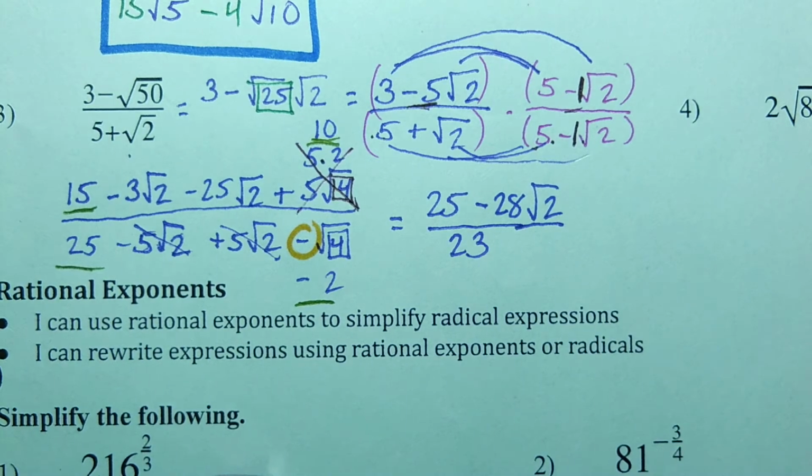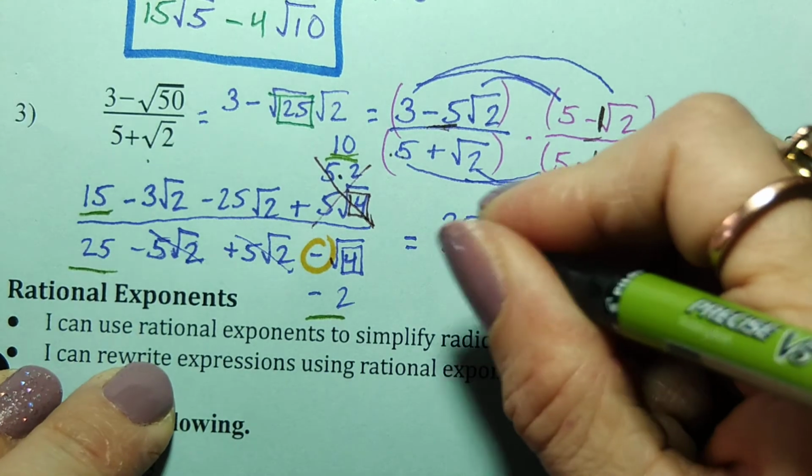What's the 5 rad 4? So 5 rad 4 simplifies to be 10. So then when I go to simplify the top, 15 plus 10 is 25. I'll underline that.